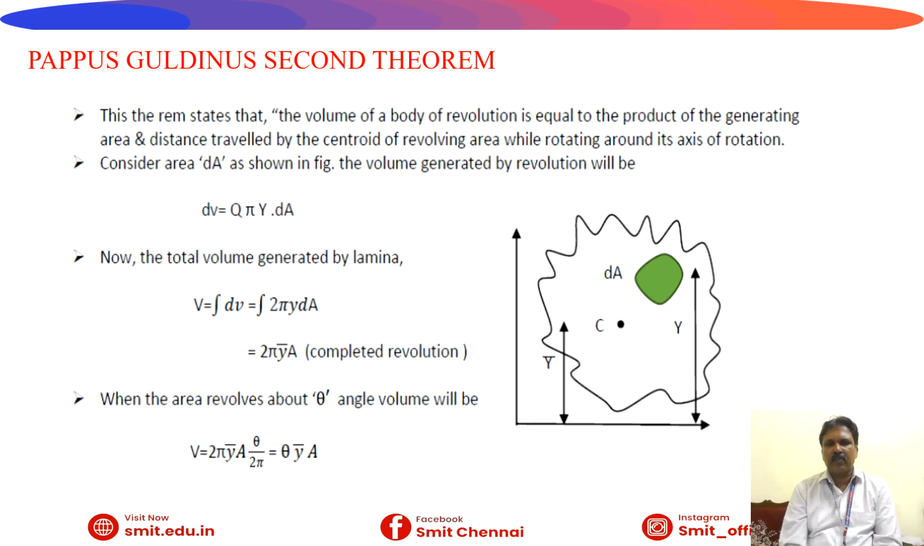The volume generated by the revolution will be dV equal to 2 pi y dA. Total volume generated by the lamina is V equal to integral of dV, equal to integral of 2 pi y dA. Therefore, we can write 2 pi y bar A, that is for complete revolution. When the area revolves through angle theta, the volume will be 2 pi y bar A times theta by 2 pi, therefore theta y bar A.